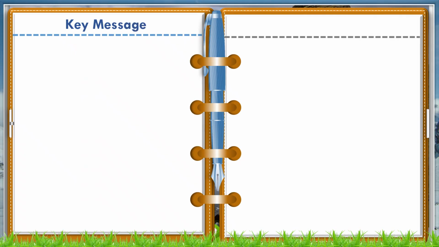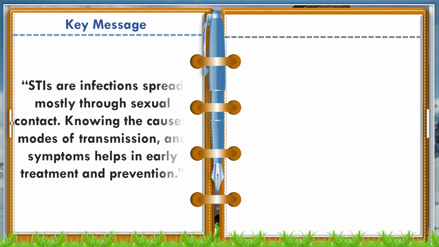Let's now look at the key message. STIs are infections spread mostly through sexual contacts. Knowing the causes, the mode of transmission, and the symptoms helps in early treatment and prevention.